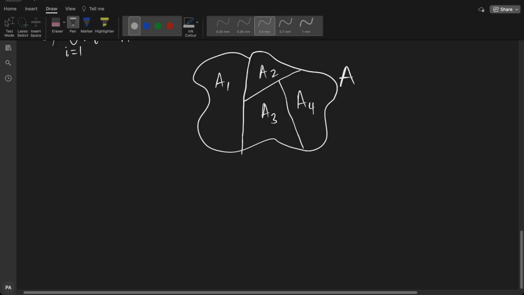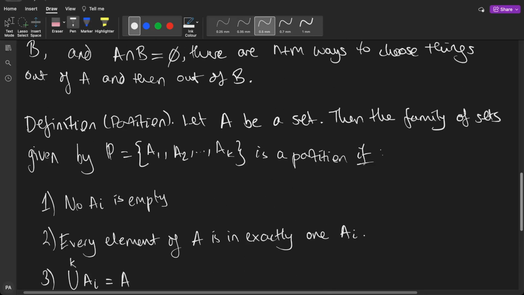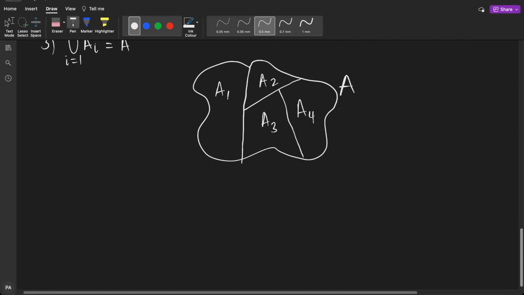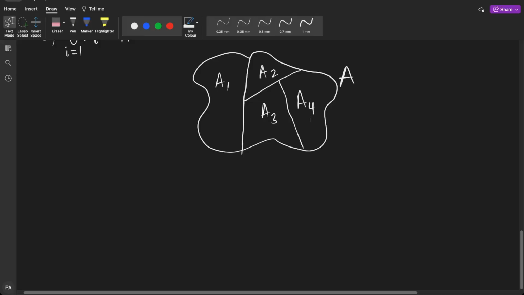Now what you might have noticed is in the sum rule we had that if A and B are disjoint and they cover all of the possible ways of doing things, then you get out the sum rule. And this is the generalization of the sum rule. So I'll write out the sum rule in its most general form.